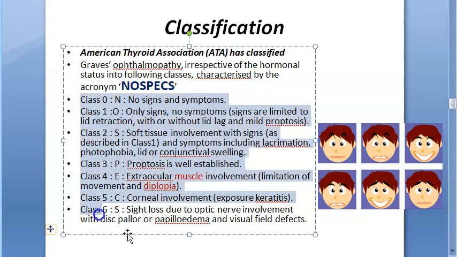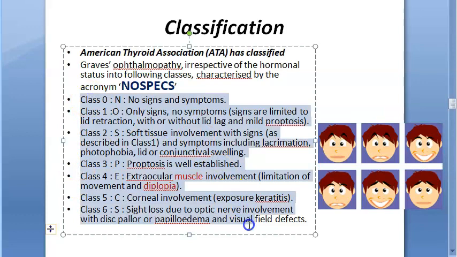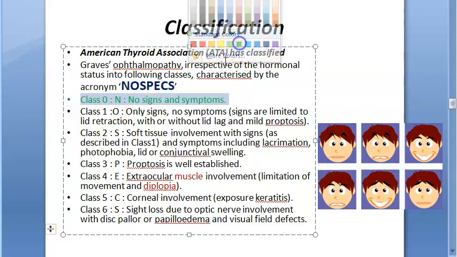Class 0 to class 6 is there. 1, 2, 3, 4, 5, 6, 7. That means 7 phases, right? Because there is class 0 to class 6. But anyway, 0 is no signs and symptoms. Then what is there to make it class 0? Okay, he has no signs and symptoms. Let's make that green then.